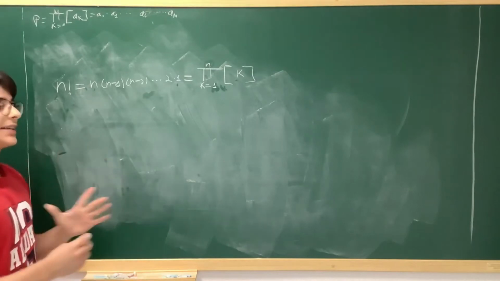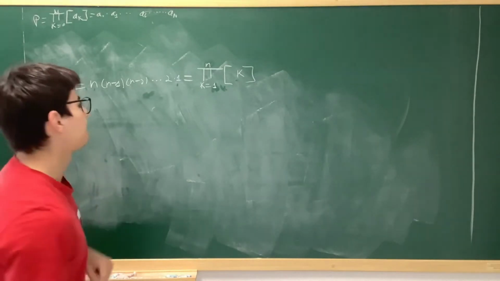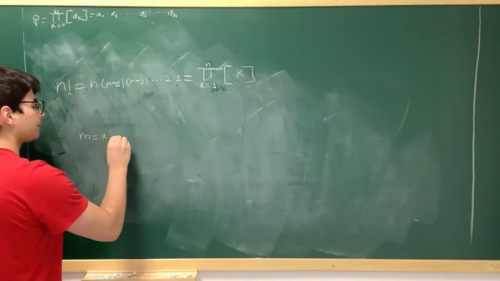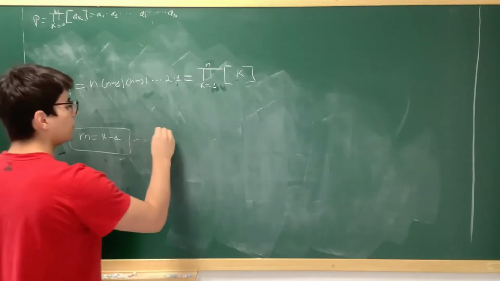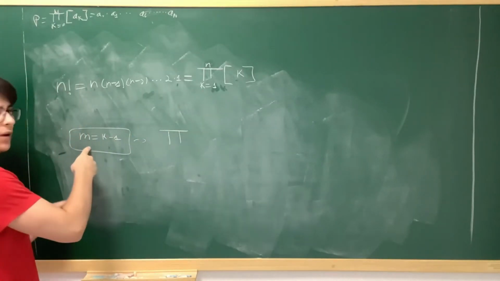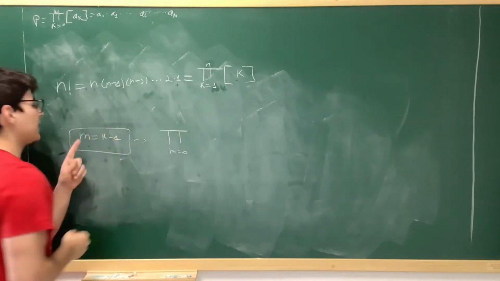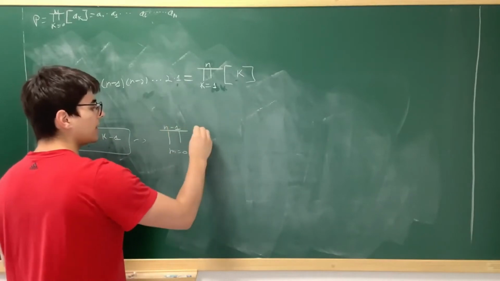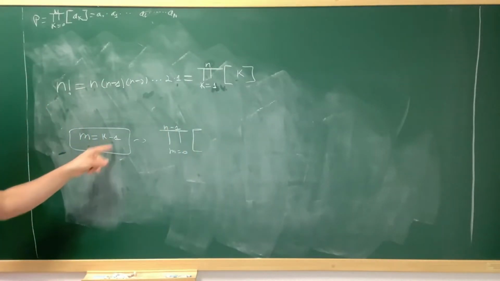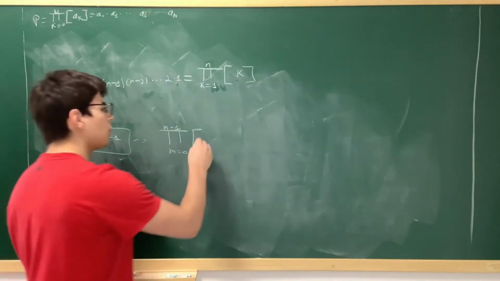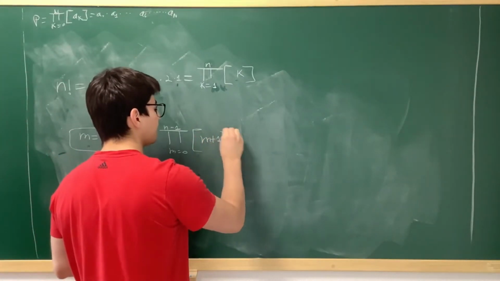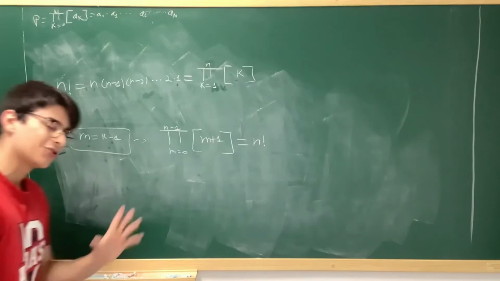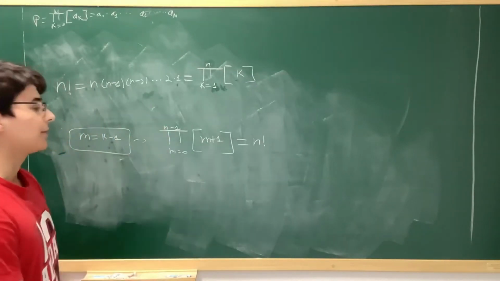Now you can change indexes just like you would do with summation. For example, let me define m being equal to k minus 1. Then the limits will become, well, if k was 1, what is m? m is just 0, and if k was n, m becomes n minus 1, right? And if we isolate k, we get that k is m plus 1, so we get m plus 1. And this would also be n factorial. It's a stranger way to put it, but this is exactly the same expression.